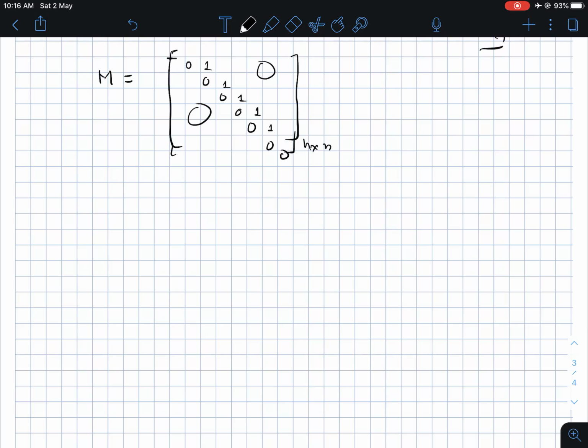So the 3 cross 3 matrix we already wrote before. We can similarly construct 4 cross 4, 5 cross 5, and so on. Right? Any number of matrices. Okay. So let us look at some simple properties of this matrix.